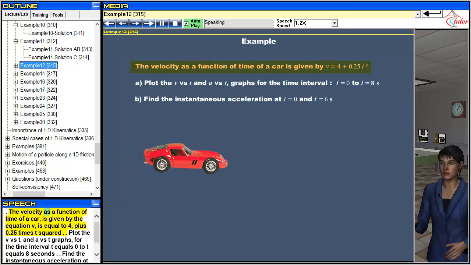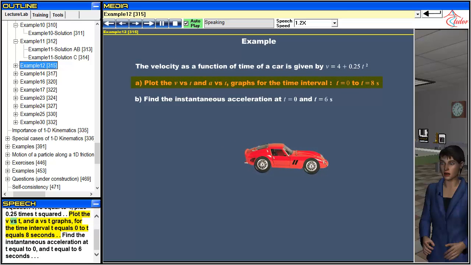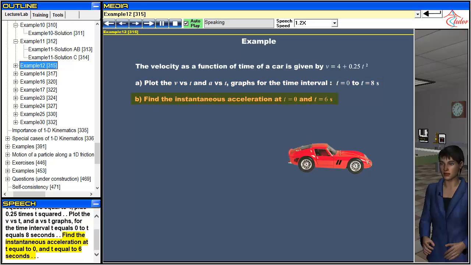The velocity as a function of time of a car is given by the equation v is equal to 4 plus 0.25 times t squared. Plot the v versus t and a versus t graphs for the time interval t equals 0 to t equals 8 seconds. Find the instantaneous acceleration at t equal to 0 and t equal to 6 seconds.